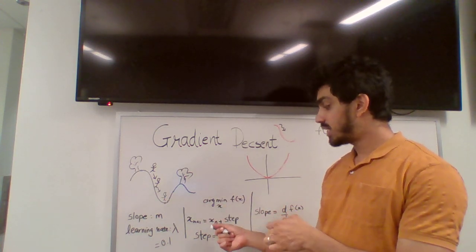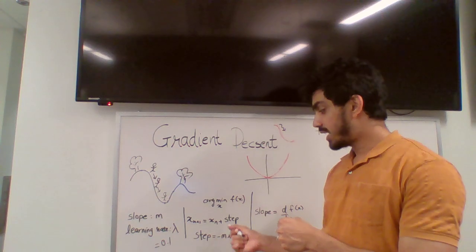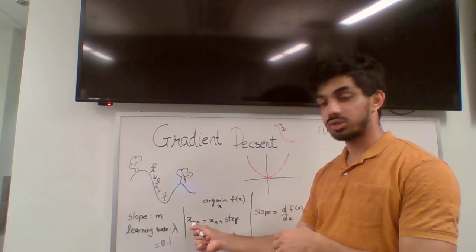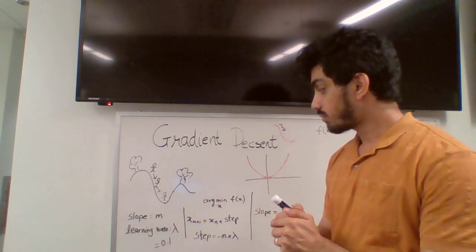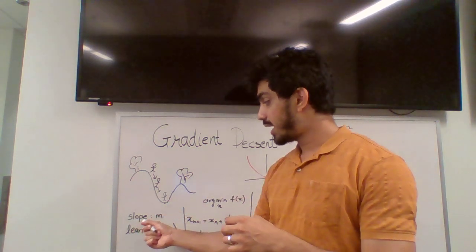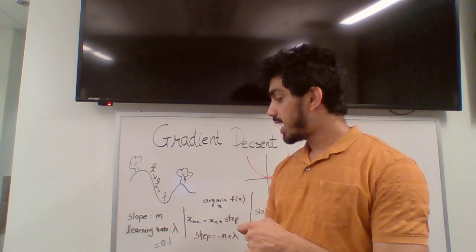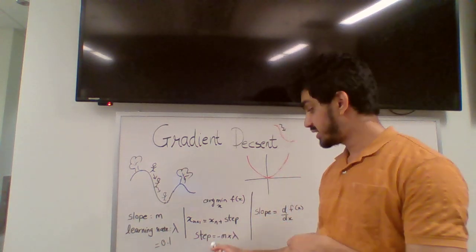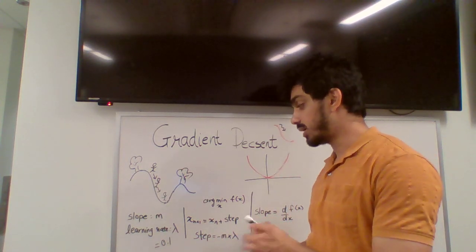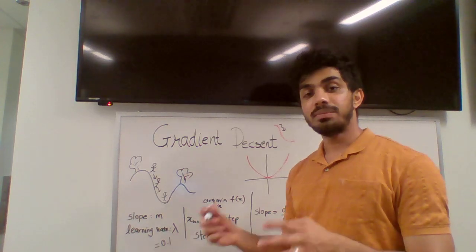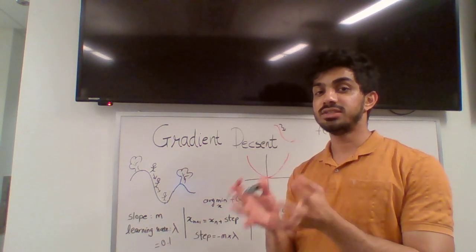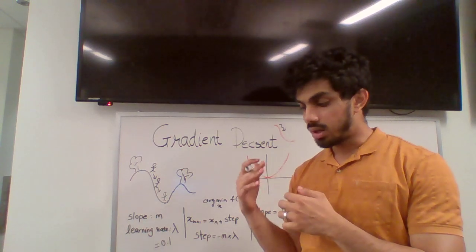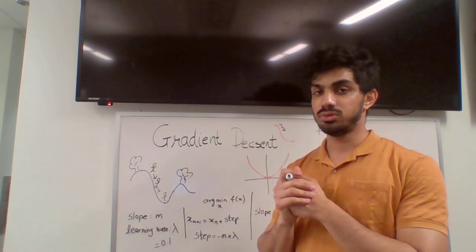The way you do it is start at any x_n, and add a step to it and get the next x or the next position. Suppose the slope at the current x is m and the learning rate is lambda, then the step is defined as negative of slope into lambda. Learning rate is a parameter which you give to the gradient descent, which tells it how fast it has to learn or how big steps it is supposed to take.